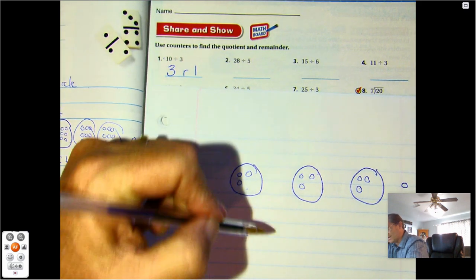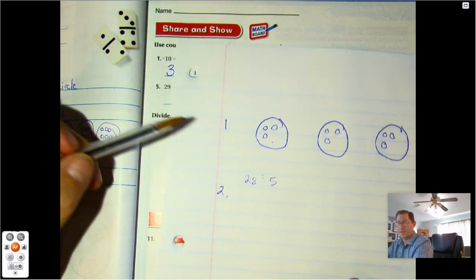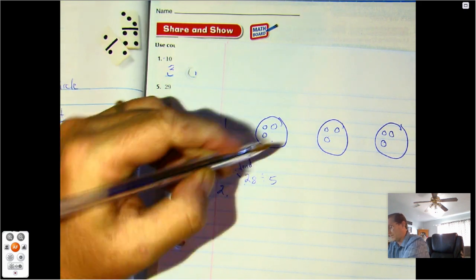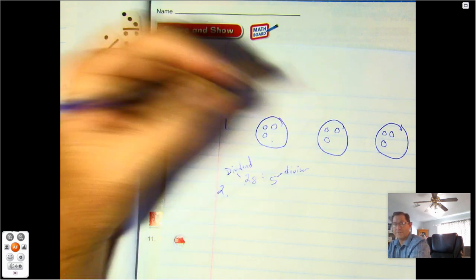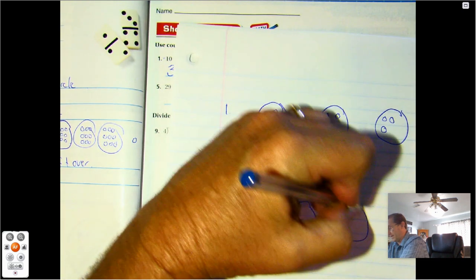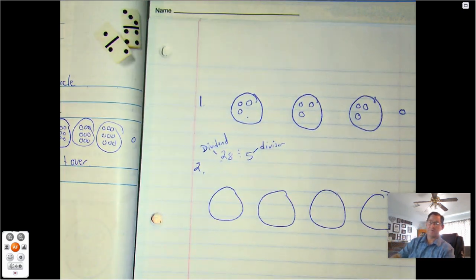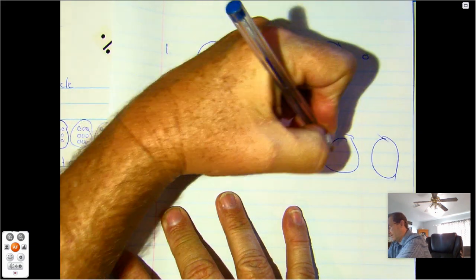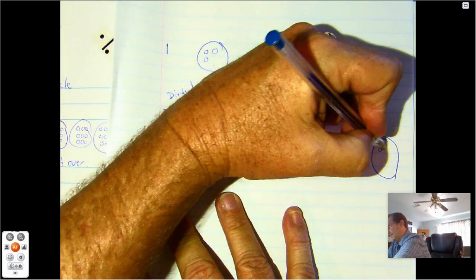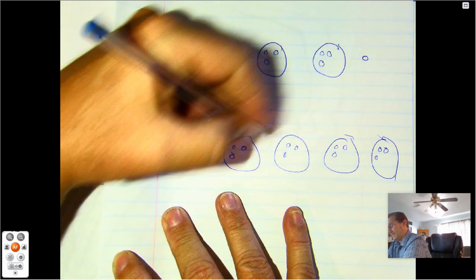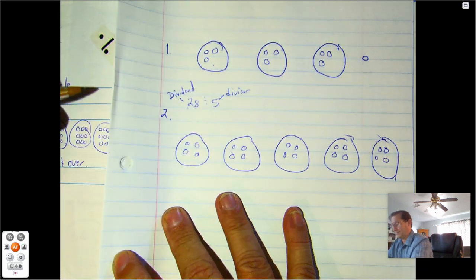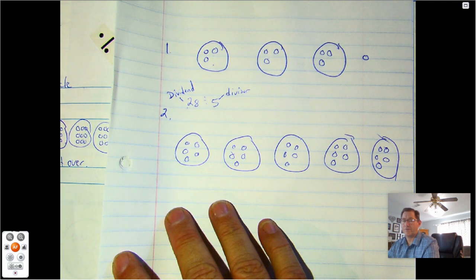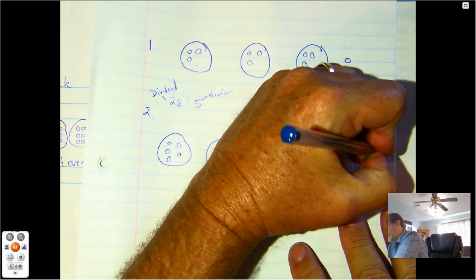Number 2, 28 divided by 5. So I have 28 total, 28 counters. This is my dividend, my total amount, and the 5 is the divisor, which tells me how many groups I have. So 1, 2, 3, 4, 5. If you have the counters, you're going to put them equally into 5 piles. All right, so 1, 2, 3, up to 25. 25 to 28, that's only 3 more. I don't have enough. So I'm going to have 3 on the outside that I can't share.